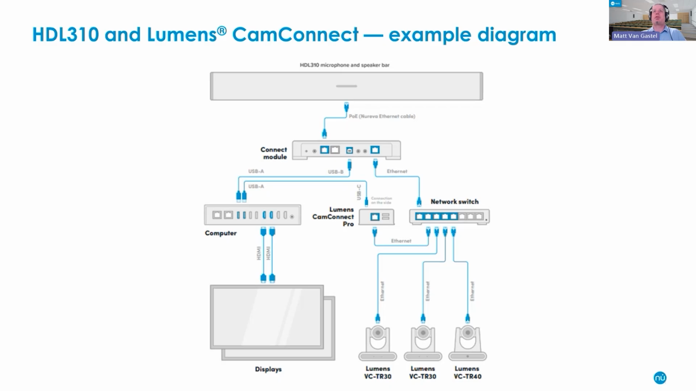However, we're going to get talking about a few other things here next, specifically the HDL310 and Lumens CamConnect configuration. Now, this configuration is going to be a little bit different in the sense that we've got the same microphone speaker bar, the Connect module is the same. However, this time we're not integrating USB or HDMI cameras through something like the INOGENI CAM230. We're using the Lumens CamConnect Pro. Notice that the network integration is still going to be required. We've got that network switch, but this time we're now using 3 Lumens network-based cameras. So again, a little bit different.